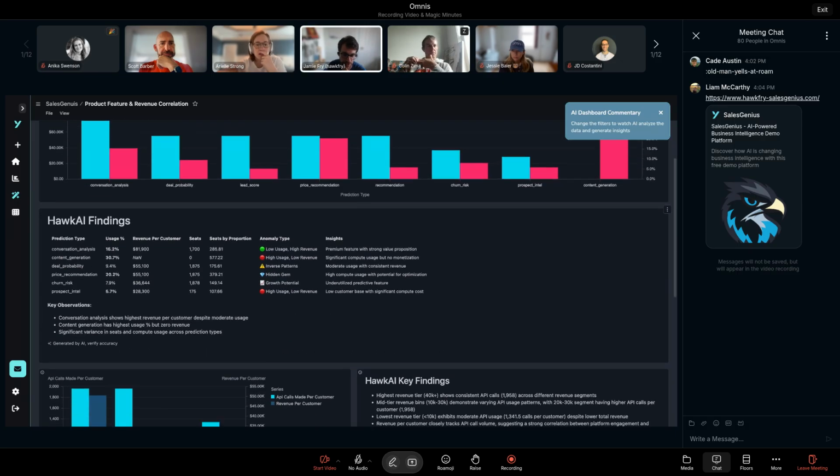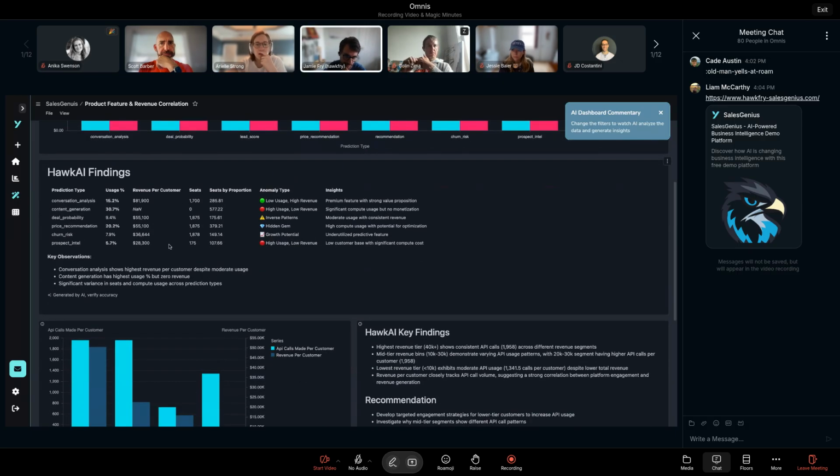Yeah, so this will change unless you say this is the structure I want. So I've specifically said I want a markdown table and I want you to find anomalies. If you find an anomaly, I want you to categorize it by low usage, high usage, or hidden gem. That's cool. I haven't actually given all of these. I didn't tell it inverse pattern and I didn't tell it growth potential.